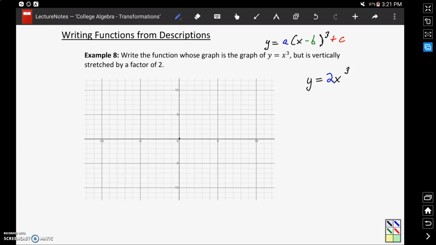So our function that would normally have points at 1, 1 and negative 1, negative 1 would be stretched by a factor of 2. So we'd have a point at 1, 2 and negative 1, negative 2. So we would have a function very similar to our x cubed function, but stretched away from the x-axis by a factor of 2.